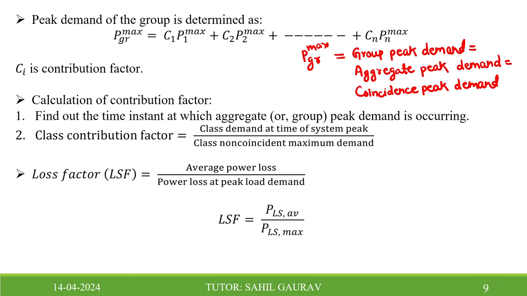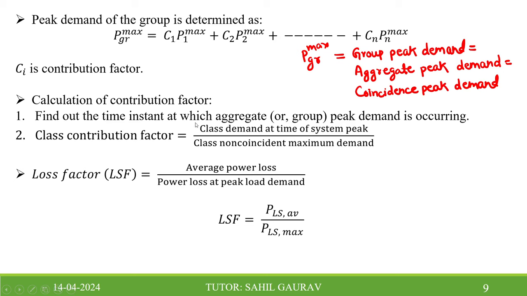Now we have seen one problem in which a table is given and you have to find the contribution factor. The table is given for different entities, different types of loads, and they have different maximum demands. First you have to find the aggregate peak demand for the different time instants. Upon finding this aggregate peak demand, you can find the class contribution factor. The class contribution factor is the ratio of class demand at time of system peak upon class non-coincident maximum demand.